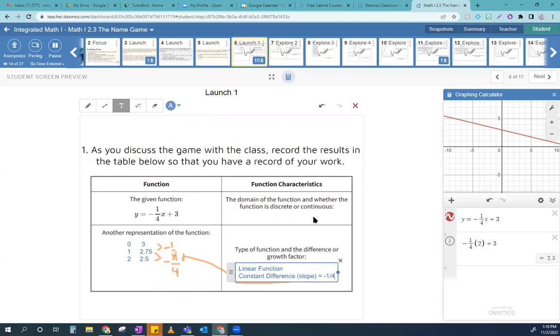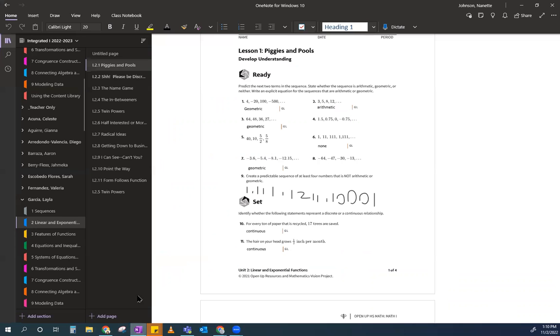Very good. Why is it that? How can I tell the difference between continuous or discrete? Who remembers? If you don't remember, hint, hint, go to your notes.